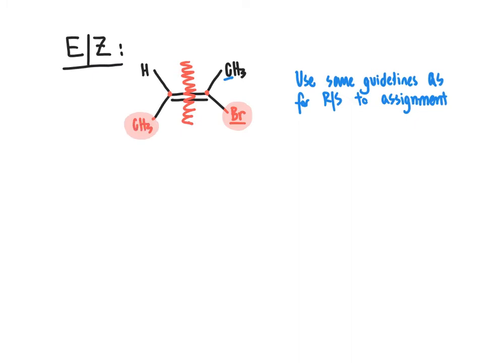Now what you will see is that the two higher ranking groups are on the same face of the molecule. When the two higher ranking groups are on the same face of the molecule, we describe the molecule as being the Z diastereomer. So here, the two higher ranking groups, the bromine and the methyl group, are on the same face, meaning they're both pointed downward relative to the carbon atom that they're bonded to, and therefore we describe the molecule as having the Z configuration. So Z refers to the two higher ranking groups, that is the higher ranking group on the right and the higher ranking group on the left, being on the same face of the molecule.